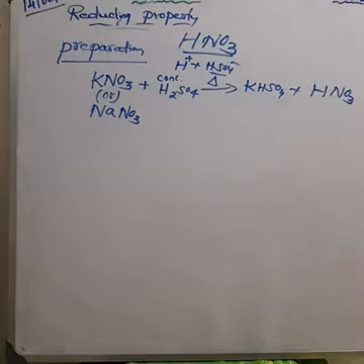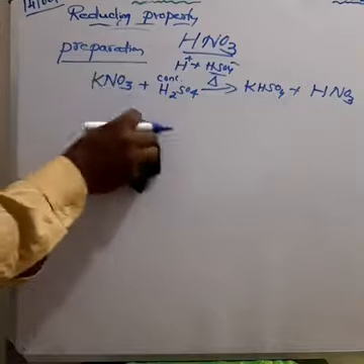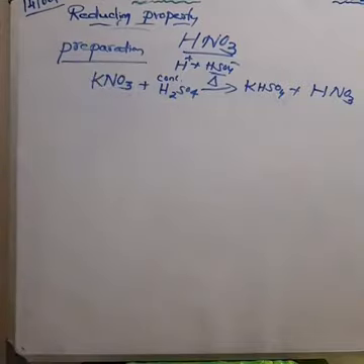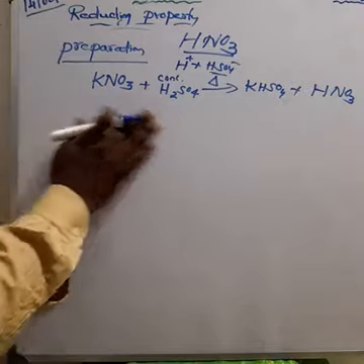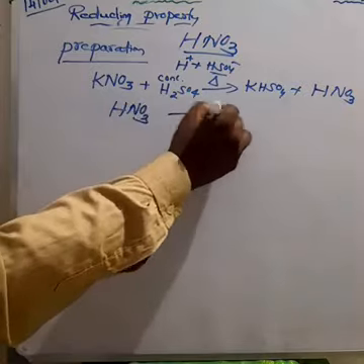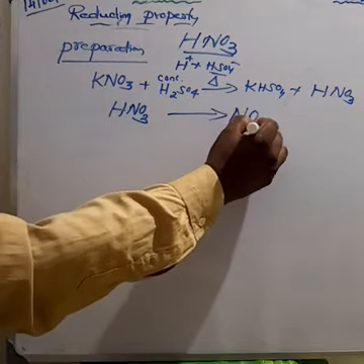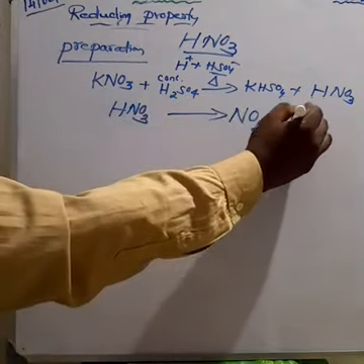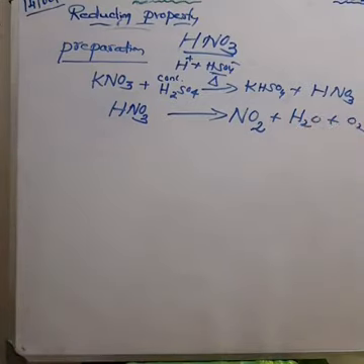Here, one of the important points: the temperature is kept low to avoid the decomposition of nitric acid. Sometimes the decomposition takes place. For example, nitric acid HNO3 undergoes decomposition into NO2 plus water molecules plus oxygen. We have to balance the equation here.